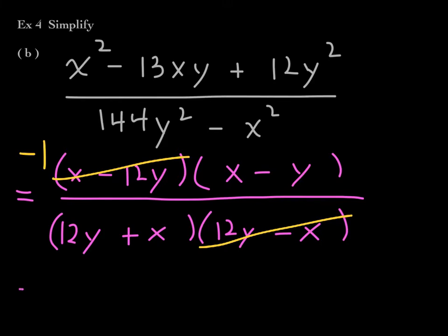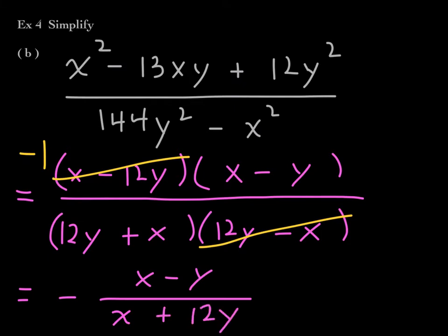So I have a negative 1. It's out front of my expression. The numerator is x minus y, and the denominator is 12y plus x. I know that addition is commutative, so I can write the x first if I prefer. Okay? You could have left it as 12y plus x down there if you wanted to. So I wrote it as x plus 12y.